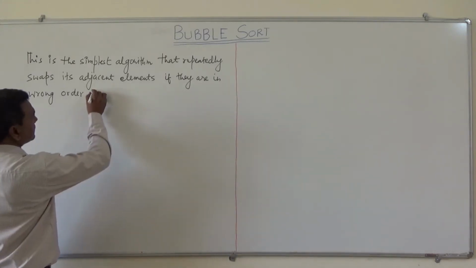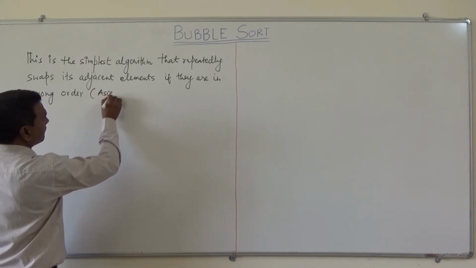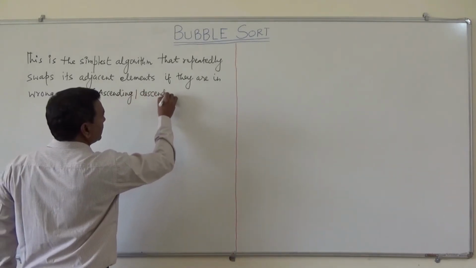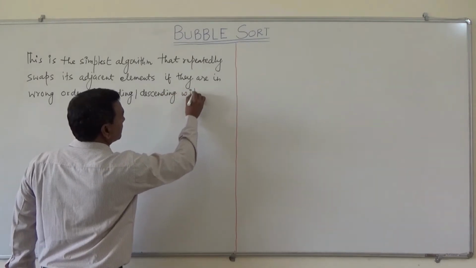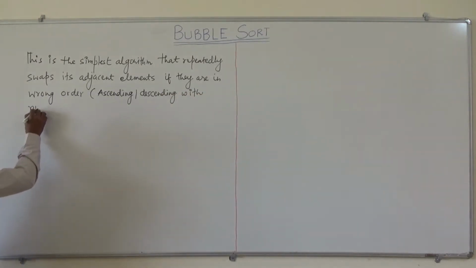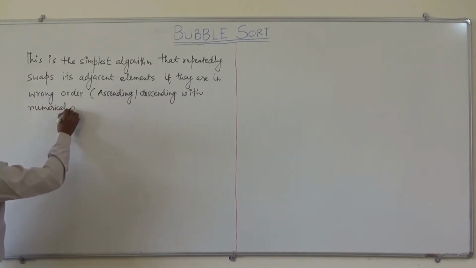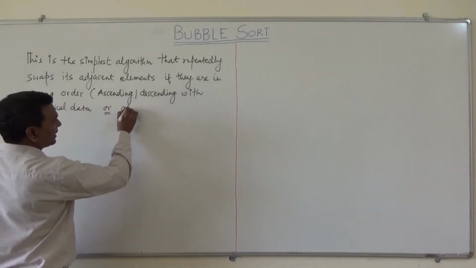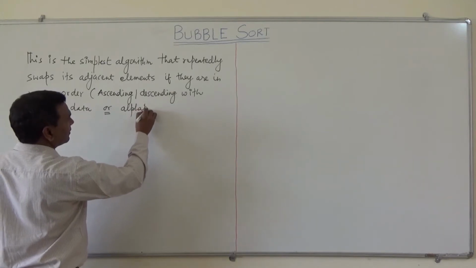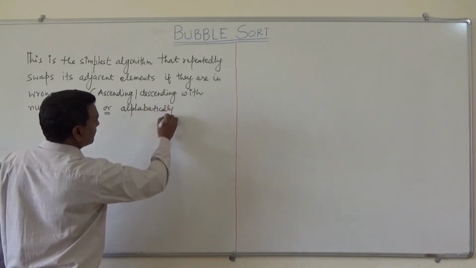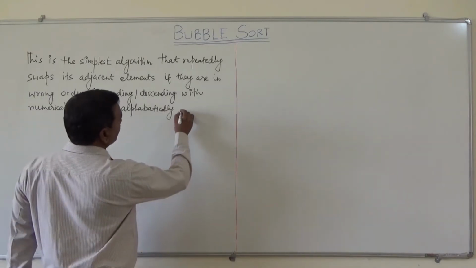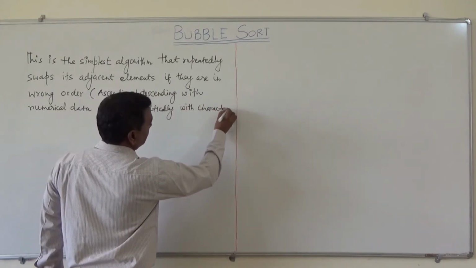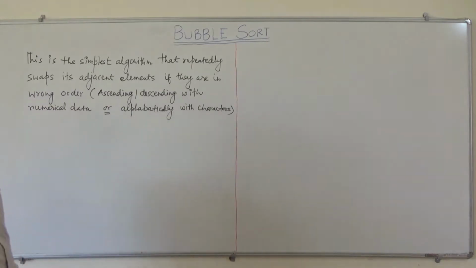These elements may be in order, ascending or descending, with numerical data, or alphabetically with characters. So this is the basic definition of the bubble sort algorithm.